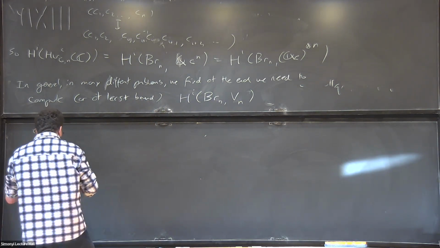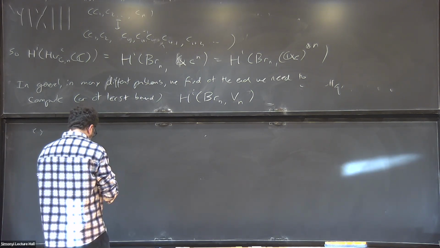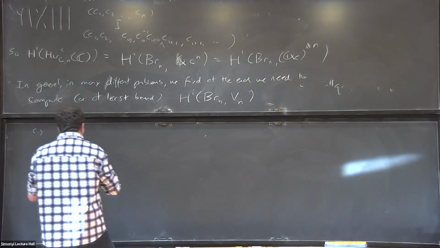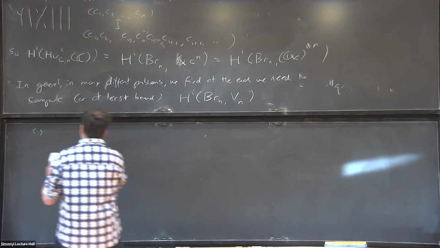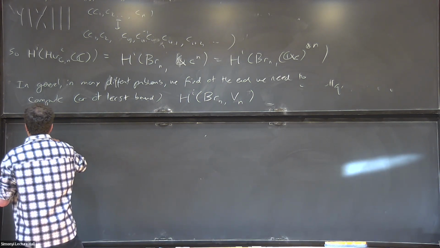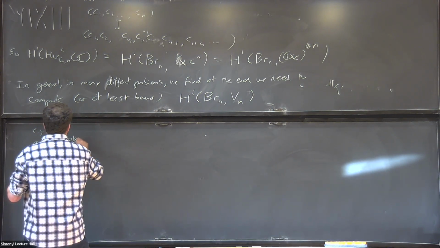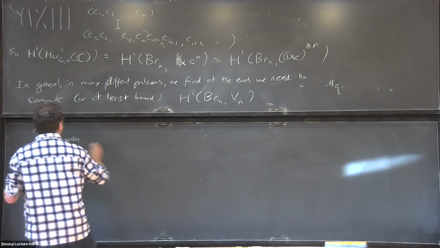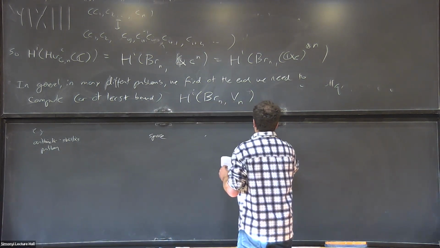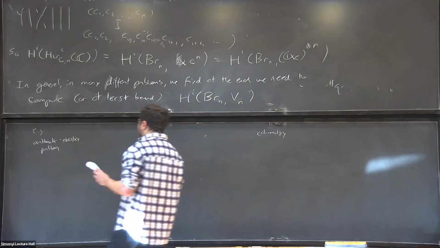For example, let me get my table so I get it right. Okay, so: arithmetic statistics problem, the space we're studying and the cohomology we're computing.